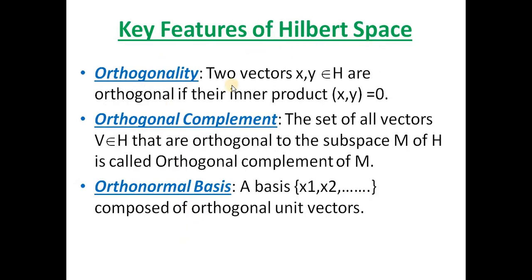Now key features of Hilbert space. Orthogonality. Two vectors x and y of Hilbert space are said to be orthogonal if the inner product is 0. Orthogonal complement. The set of all vectors of the Hilbert space H which are orthogonal to the subspace M is called the orthogonal complement of M. Then orthonormal basis. A basis composed of orthogonal unit vectors, that is, if the norm or length of each vector in the basis set is unity.